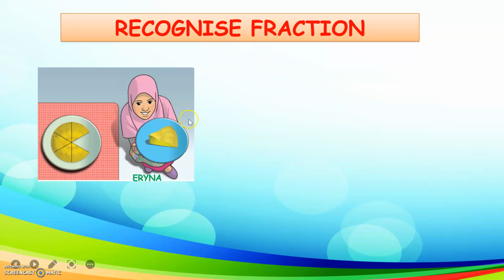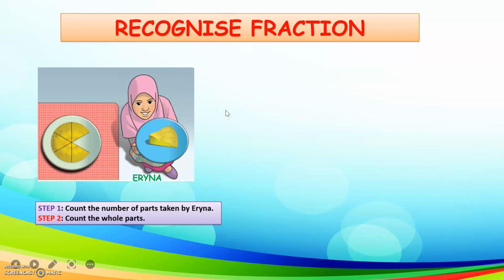Recognize fraction. Now we want to write the fraction for the cake taken by Arena. This girl, we name her Arena. There are 2 steps to write the fraction. First, count the number of parts taken by Arena. It doesn't matter if it is colored, shaded, taken or something else. And then the second step is to count the whole parts. That means we want to find all the parts here.